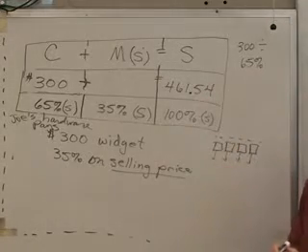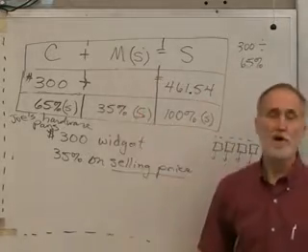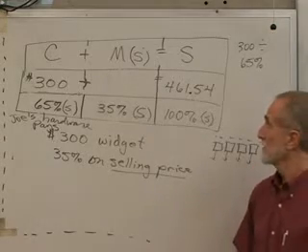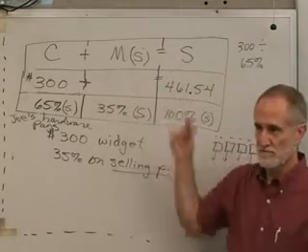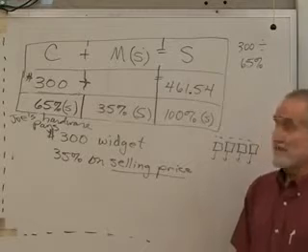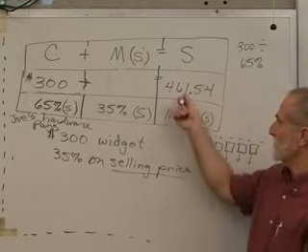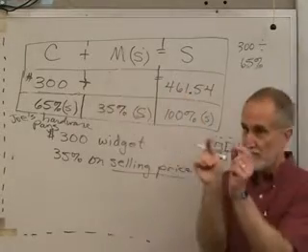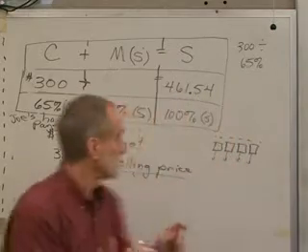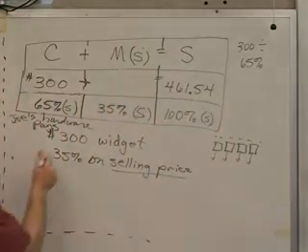Now, if they asked us what's the dollar markup, we could just subtract, couldn't we? And that's what we should do. Once we find this, we should subtract so that everything is exact to the penny. So let's subtract, and we get 161.54.